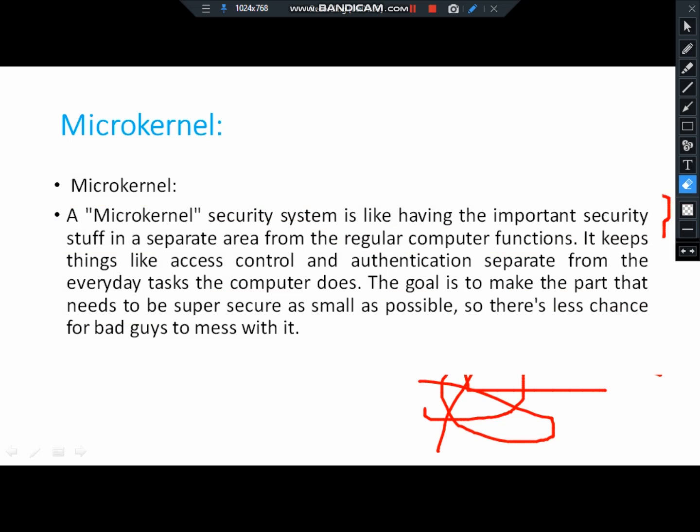The goal is to make the part that needs to be super secure as small and separate as possible, so there is less chance for a bad guy to mess with it. Okay, thank you so much.